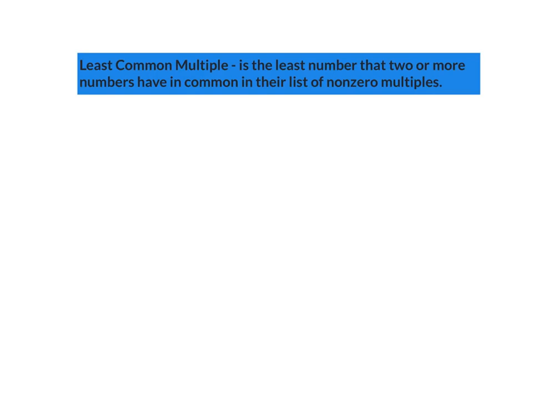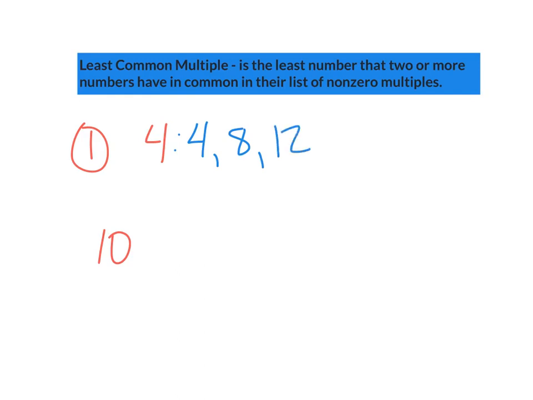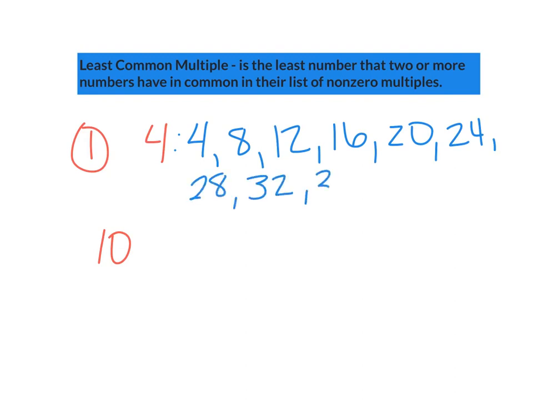Alright, so let's practice this. On your worksheet, we're going to do number 1 together. So we're finding the least common multiple between 4 and 10. So we're going to go up to 10 multiples here. So for 4, the first one is 4 times 1, which is 4. 4 times 2, 8. 4 times 3 is 12. 4 times 4 is 16. 20, 24, 28, 32, 36, and 40.